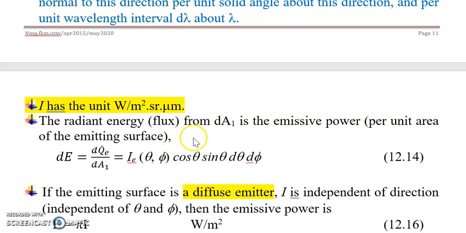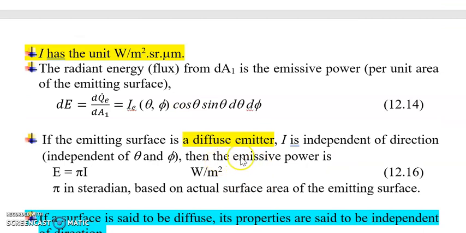The radiant energy or flux from the differential area dA1 is the emissive power per unit area of the emitting surface, given by 12.14. If the emitting surface is a diffuse emitter, the intensity is independent of direction, independent of theta and phi. Then the emissive power is just pi multiplied by the intensity, in watt per meter squared, given in 12.16. Pi is again in steradian, based on the actual surface area of the emitting surface.